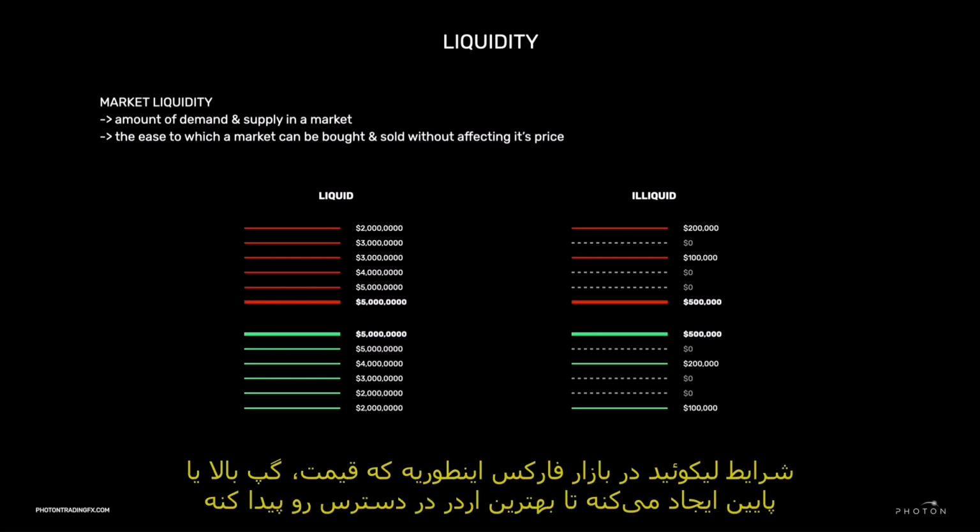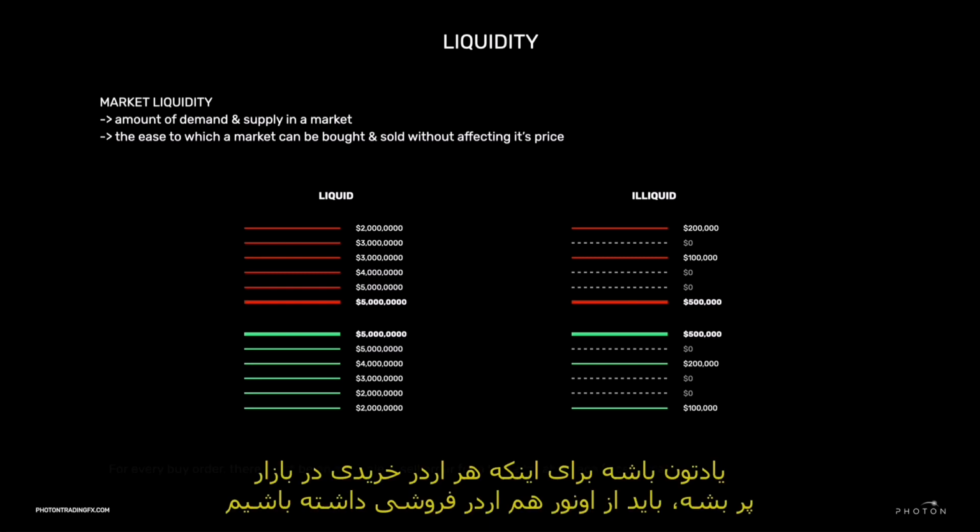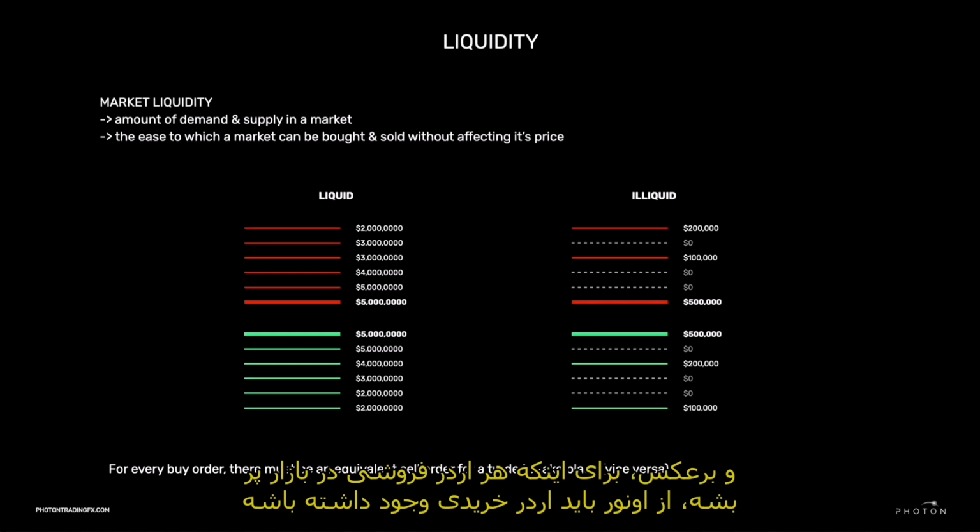So in the FX market, in illiquid market conditions is where you will often see price kind of gaps up or down to fill the next best available order. Because remember, for every buy order in the market to be filled, it must be matched with an equivalent sell order, and vice versa. For every sell order in the market to be filled, it must be matched with an equivalent buy order for a trade to occur.